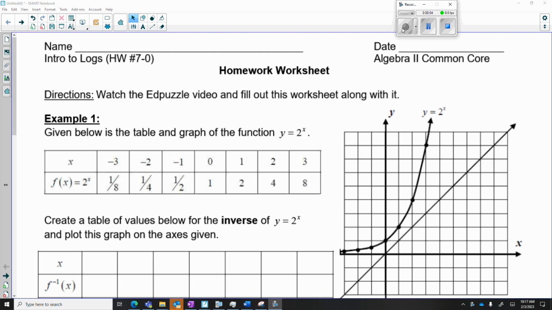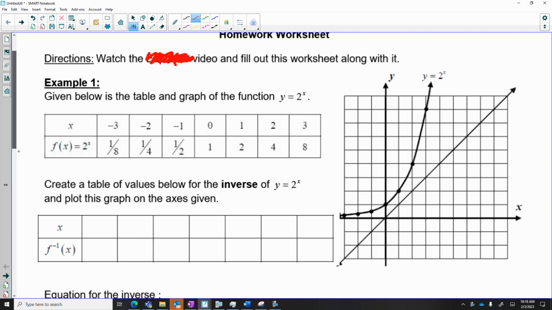Hello everyone and welcome to our first intro lesson regarding logs. So we're going to watch this video, we're going to take some notes and get ready to start graphing logs or logarithms. All right, so the first thing we're going to do is turn to homework 7-0. That is going to be our first homework of the next unit.